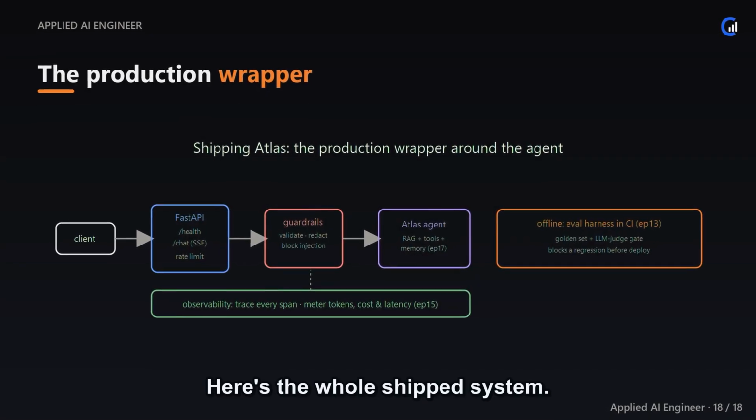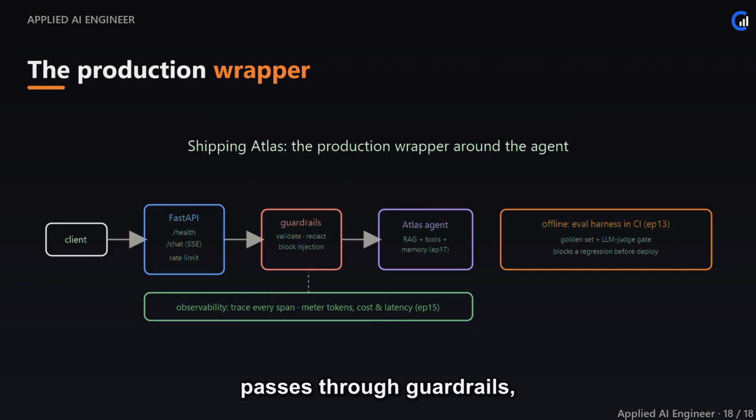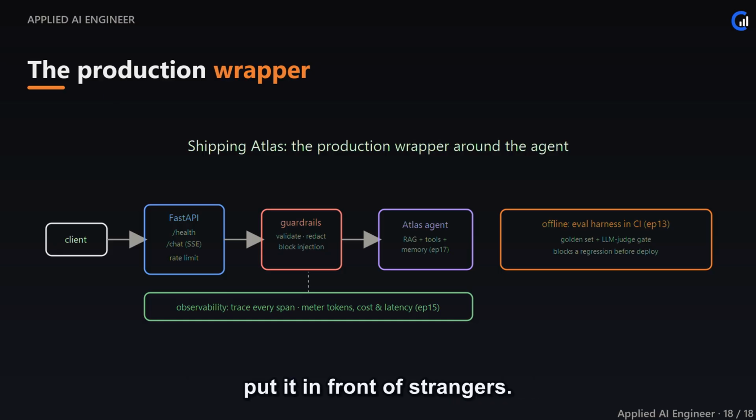Here's the whole shipped system. A request enters the API, passes through guardrails, reaches the Atlas agent we built last time, and streams back. Around it, observability traces every span and meters cost, while offline the eval harness gates every deploy in CI. The agent core didn't change, we are building the trustworthy shell that lets you put it in front of strangers. Let's start with that shell's first layer, guardrails.